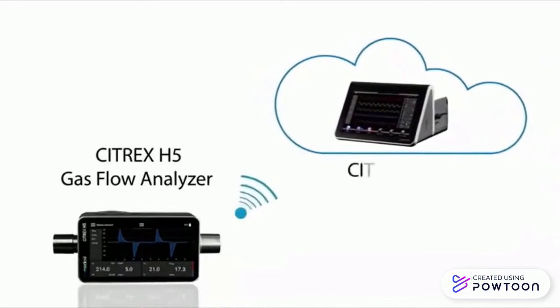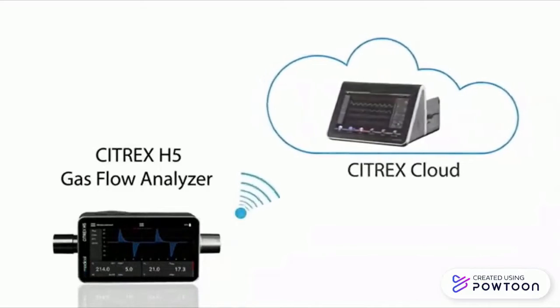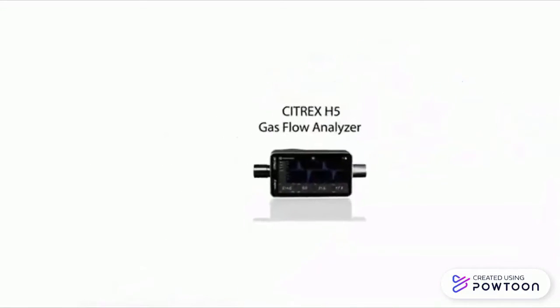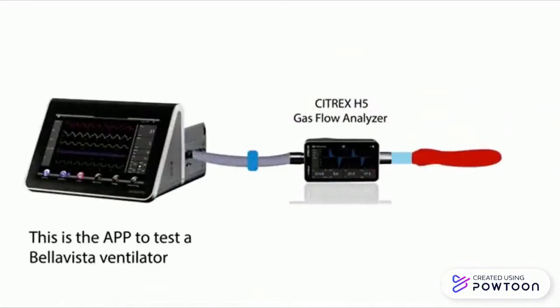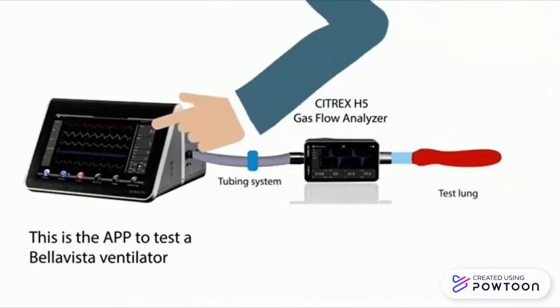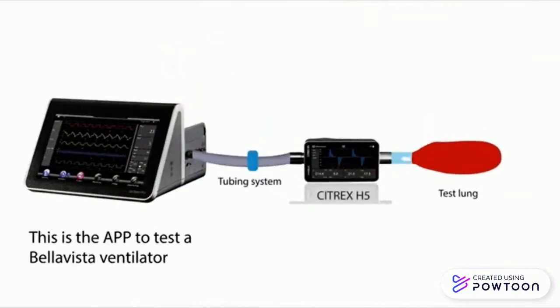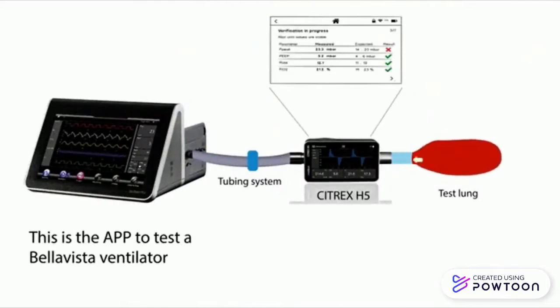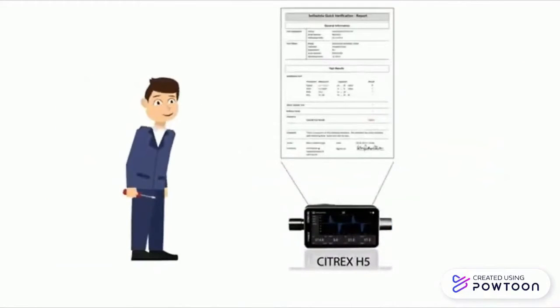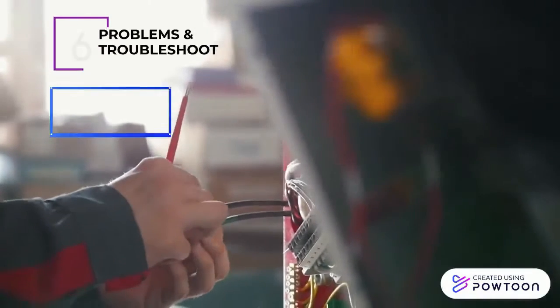Now, let's get started. Download the app from the Citrex Cloud. The app guides you through the following 3 simple steps. First, connecting the Citrex H5 to the ventilator. Second, performing the verification test. The Citrex H5 gives you instant test results automatically. Isn't that great? Third, generating a test report. After the test, enter the user information. Problems and troubleshooting of the ventilator machine.